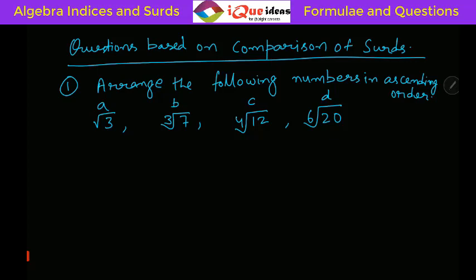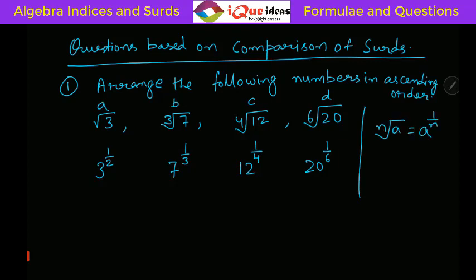Now how do we go about it? First, let's write them in terms of powers. Square root of 3 can be written as 3 to the power 1 by 2. Cube root of 7 can be written as 7 to the power 1 by 3. Fourth root of 12 can be written as 12 to the power 1 by 4. And sixth root of 20 can be written as 20 to the power 1 by 6. As we have studied earlier, the nth root of A is actually A raised to the power 1 by n.